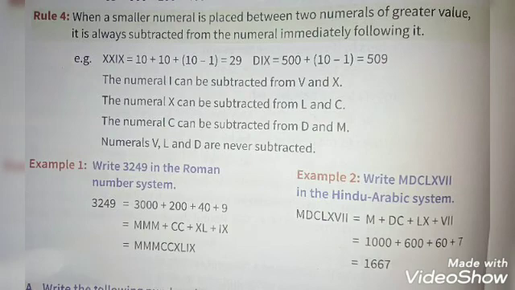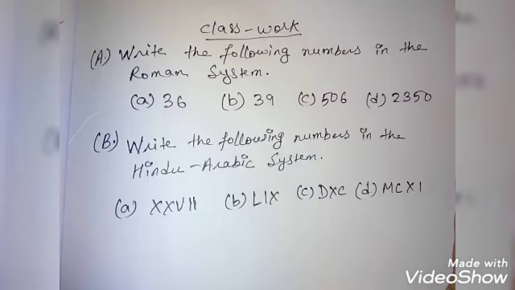Now for example, write 3249 in Roman number system. How you will write? 3000 plus 200 plus 40 plus 9. We will do it in expanded form. Then 3000 means MMM plus, you have seen how it has been done.